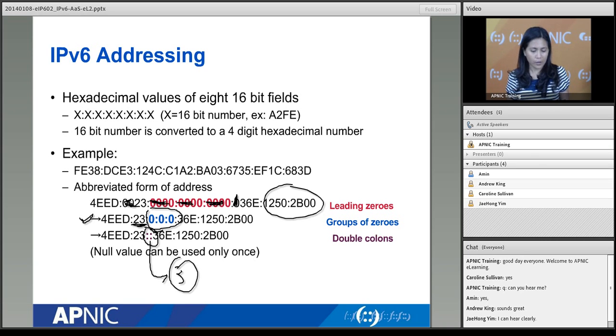Alright, so I have a question. It says here that null values can be used only once in an IPv6 address. So what if, let me try and remove that first.